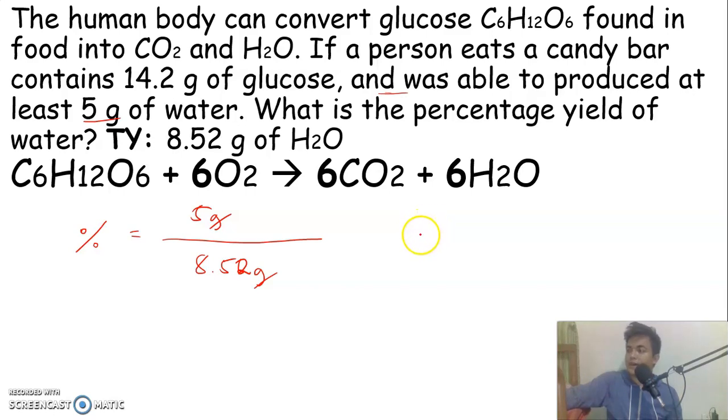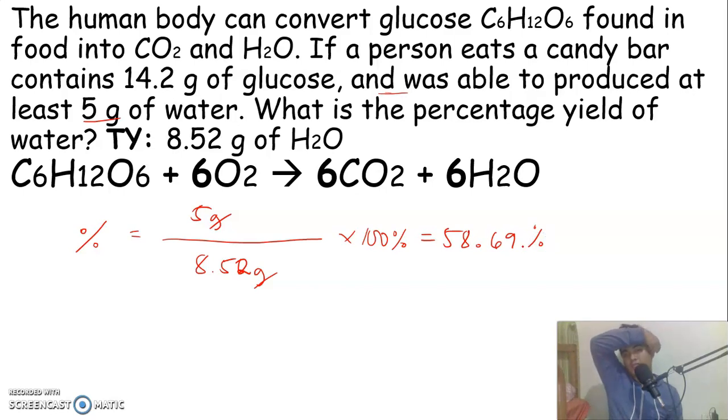If you do that, your answer is going to be 58.69% of the water was created from that reaction. So that is a very simple concept, percentage yield, how to solve for the percentage of the given. Anyways, let's continue on now.